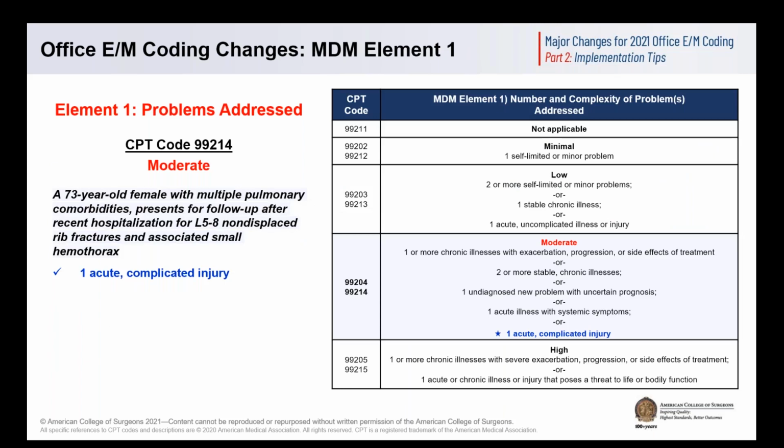So for element 1, problems addressed, this is an acute complicated injury. She has several rib fractures. She had a hemothorax, and she has some comorbidities which complicate the patient's situation. So this qualifies for a level 4. Next, please.